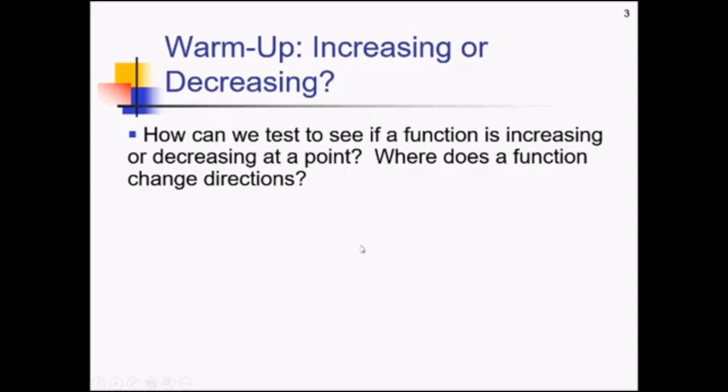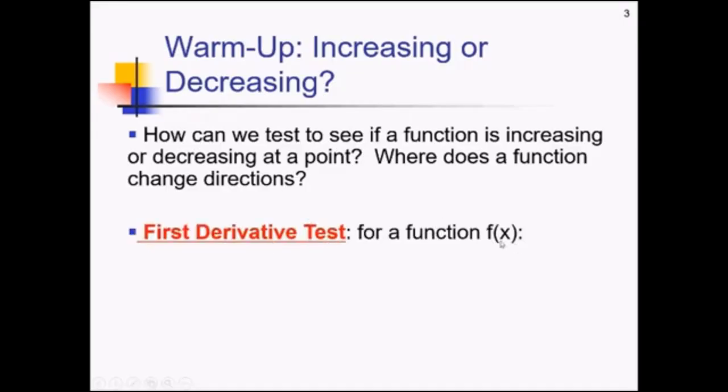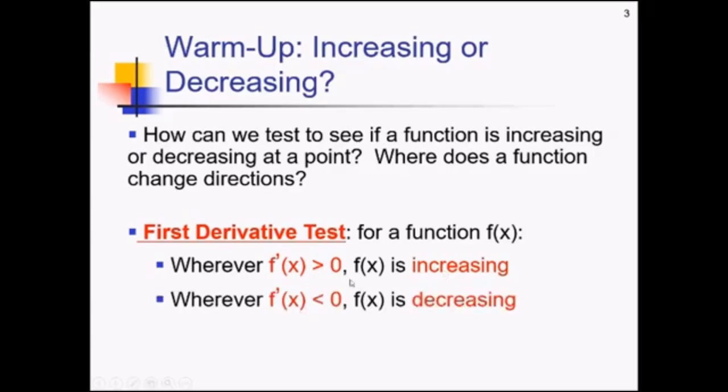Now, you might think, well, I'm in a chapter called Applications of Derivatives, so there's probably a derivative involved somewhere. And you're right, there's actually something called the first derivative test, which says that if the first derivative, f prime, is positive, greater than 0, the original function is increasing at that spot. Whereas if f prime is negative, then your original function is decreasing.